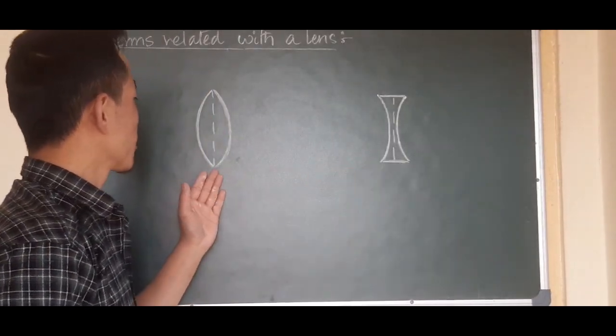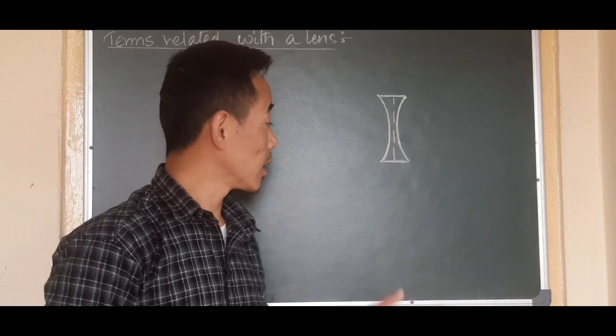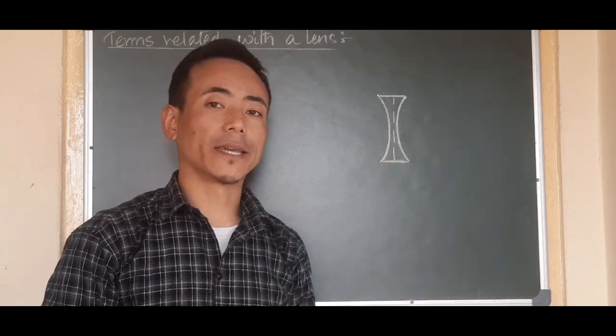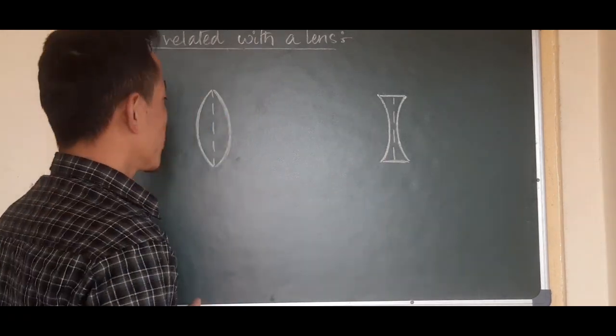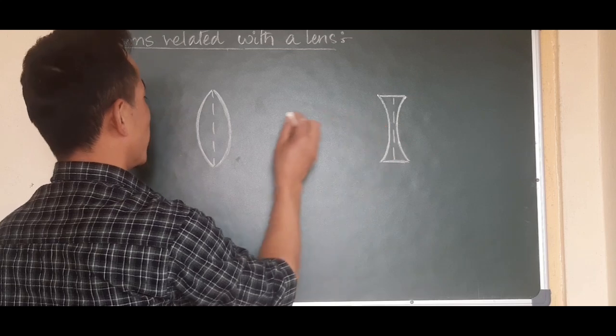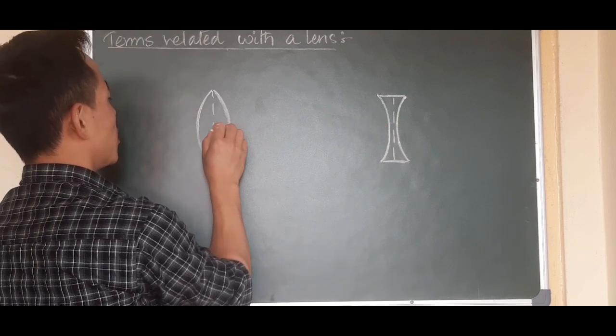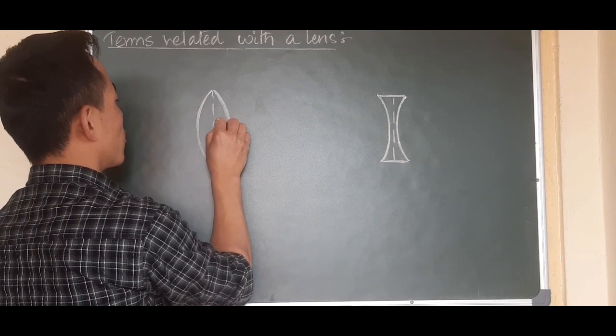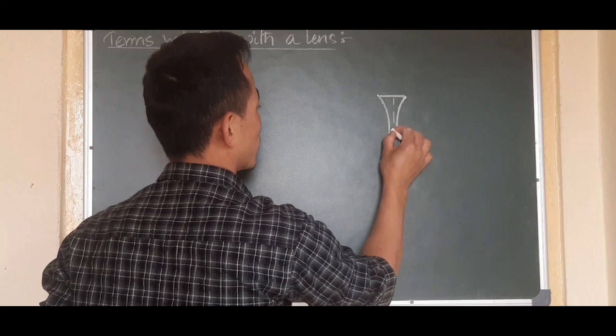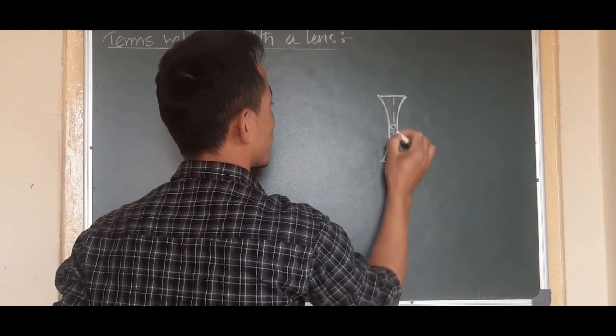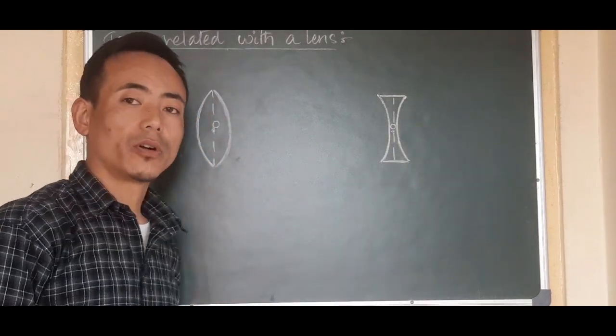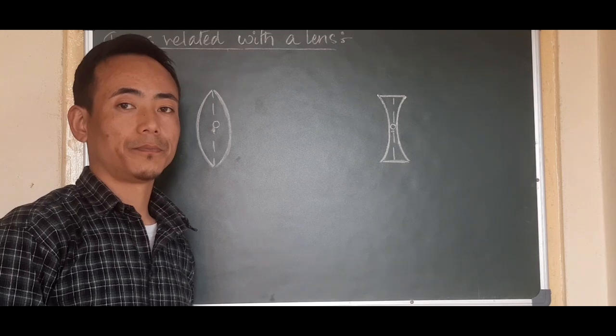Okay, so let's look at these two diagrams. The first one is a convex lens, and the second one is a concave lens. So whether it is a convex lens or a concave lens, it has a center. So the center of the lens, we call it as the optical center. So for both the spherical lenses, its center point, we call it as the optical center.